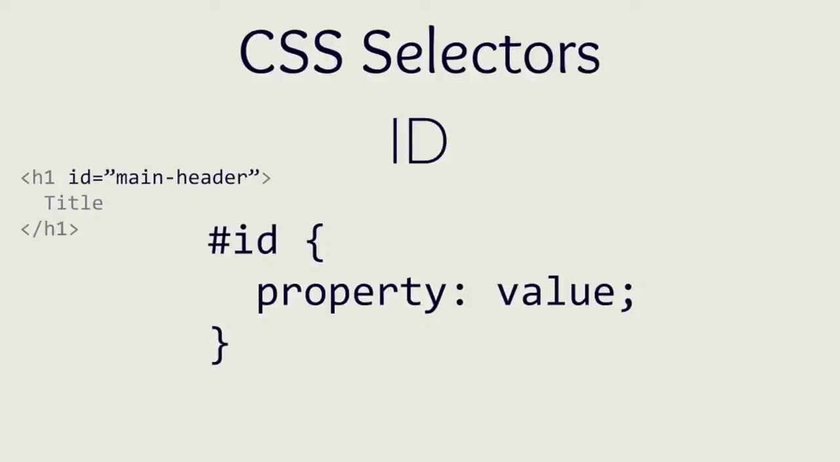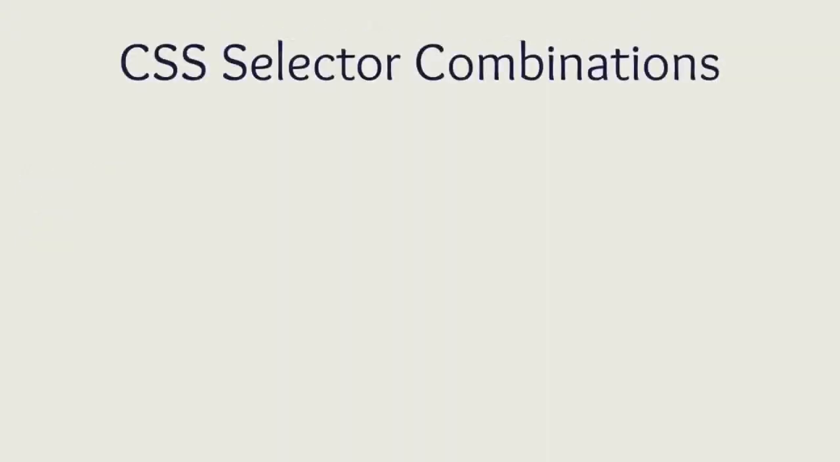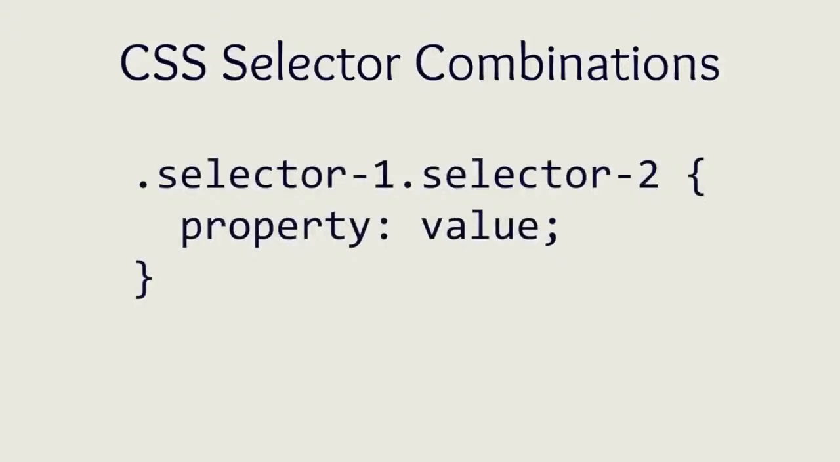In 99% of all my CSS, I use class selectors and avoid using HTML and ID selectors as much as possible. On top of having many different selectors, CSS has multiple different ways to combine selectors together to make your selectors more specific. The first way to combine selectors is to specify multiple selectors that an element must have in order to be styled. To do this, you need to write the various different selectors together with no spacing between them.